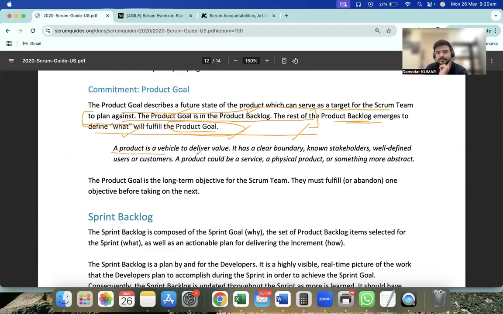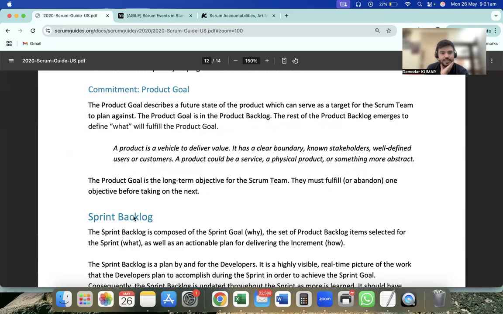A product is a vehicle to deliver value. It has a clear boundary, known stakeholders, and well-defined users or customers. A product can be a service, a physical product, or something more abstract. A definition, not to worry. The product goal is the long-term objective of the Scrum team. That's what they are working to achieve. They must fulfill or abandon one objective before taking on the next. That's why we have a sprint planning session, where we have a sprint backlog, a plan to do that, and the sprint goal. Once the sprint starts, we won't be disturbing it. We will complete one objective before we take on another.